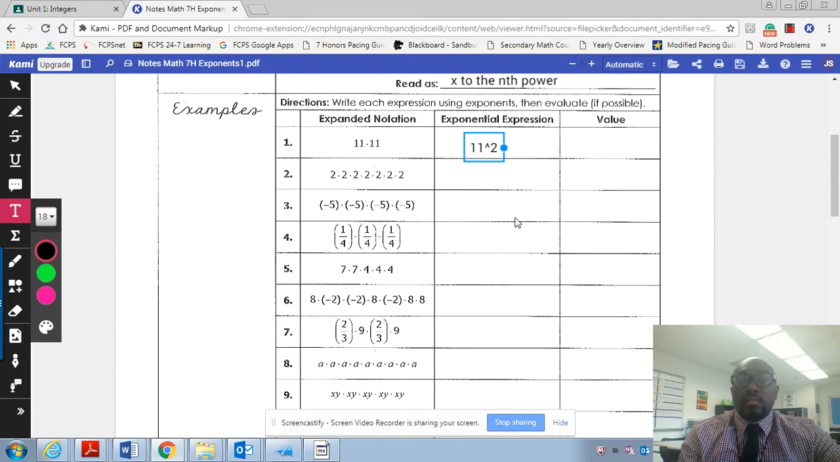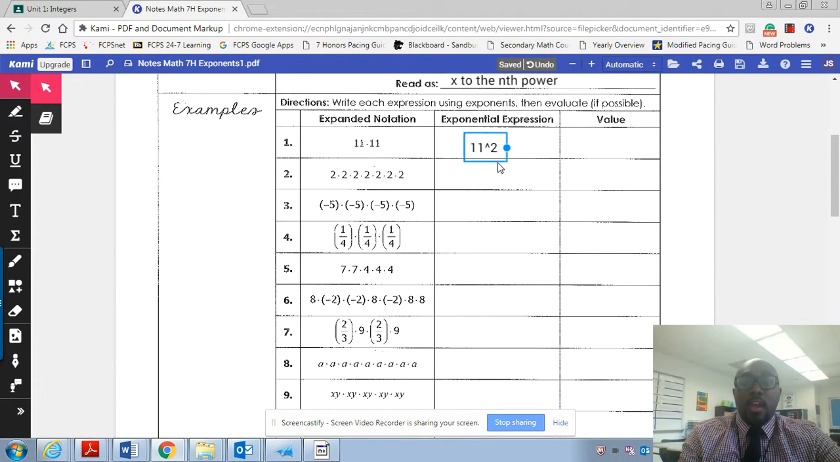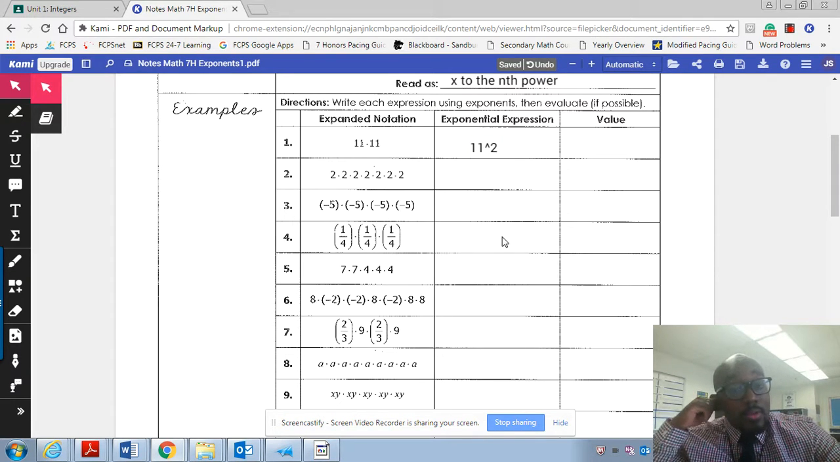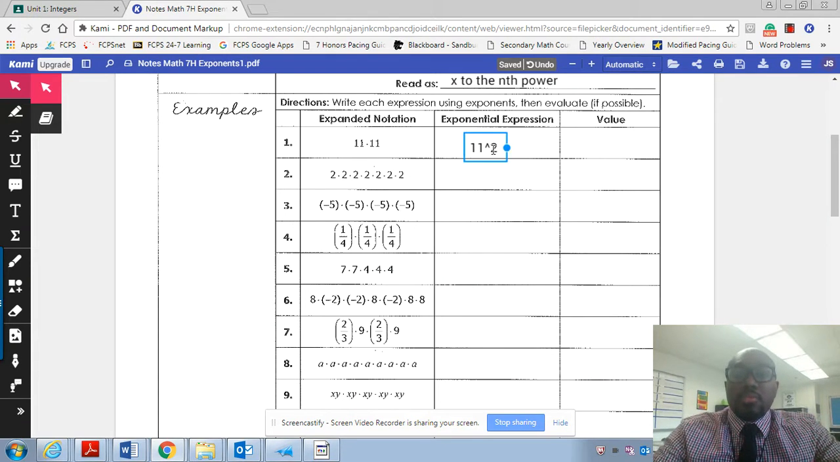Now, one thing I want to point out to you guys right now is this caret that I'm using. On my computer, I'm not able to write an exponent. However, you all, since you have pencil and paper, can write the exponent. But on a computer, whenever you want to show that it is an exponent, we use this little caret and put whatever power it is. So right now, the 11 is the base and the 2 is the exponent.